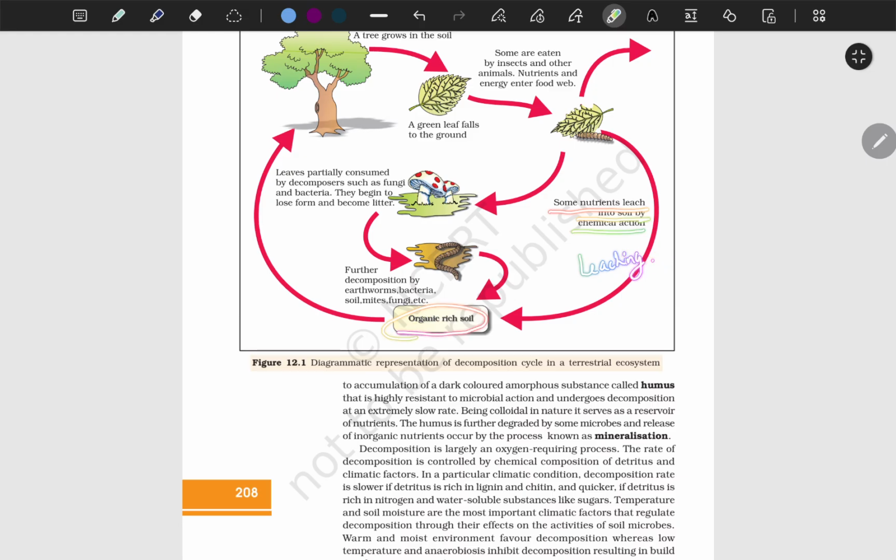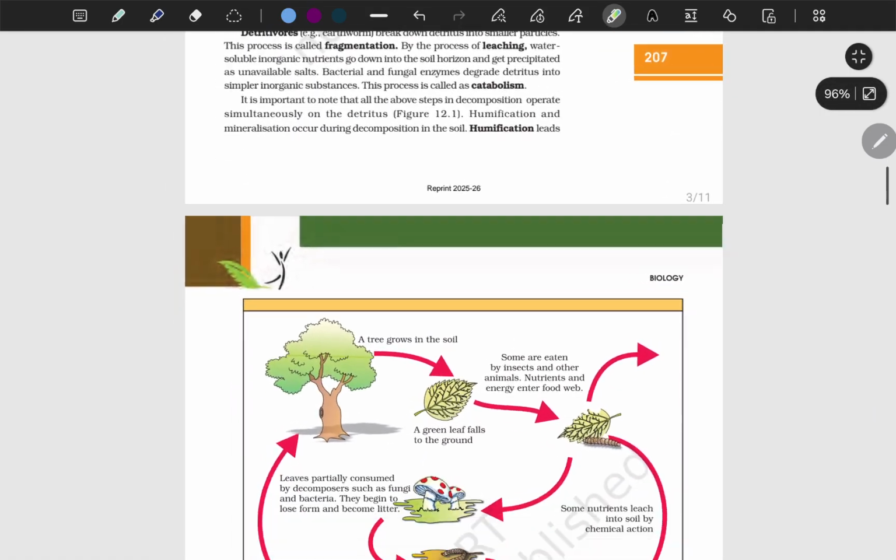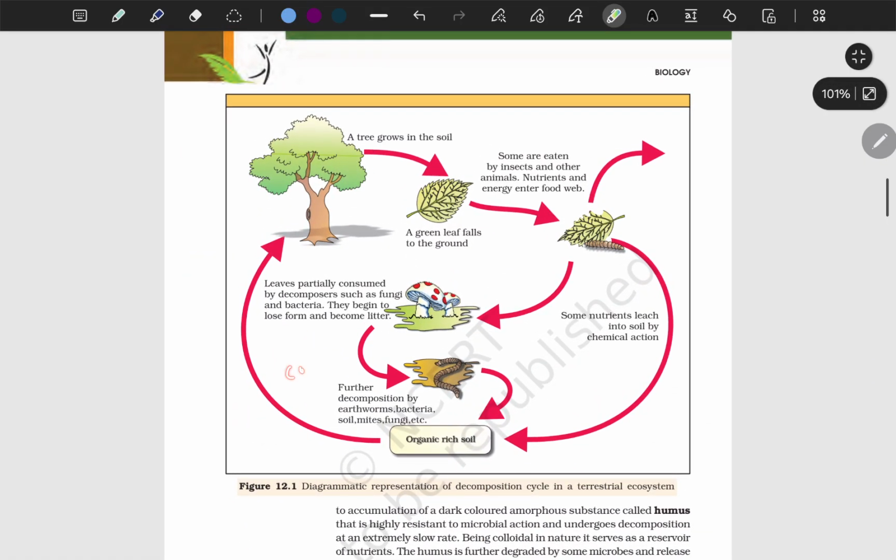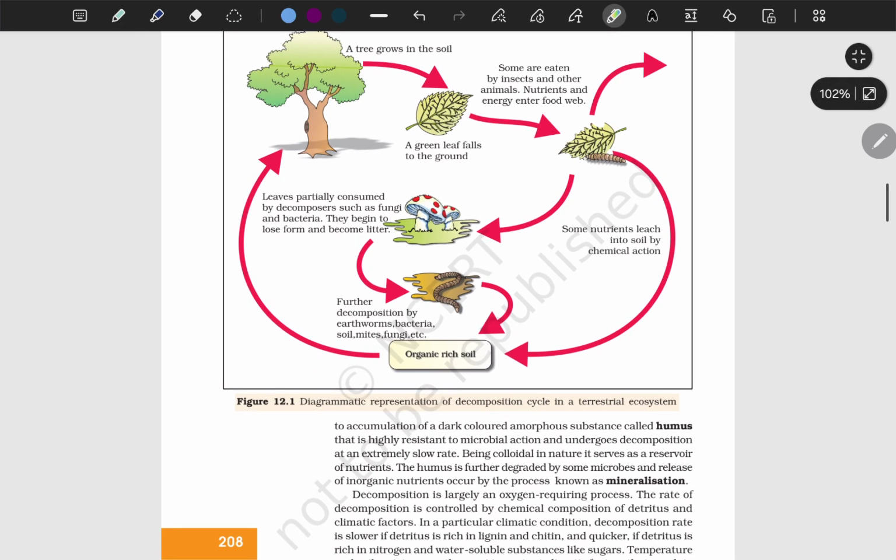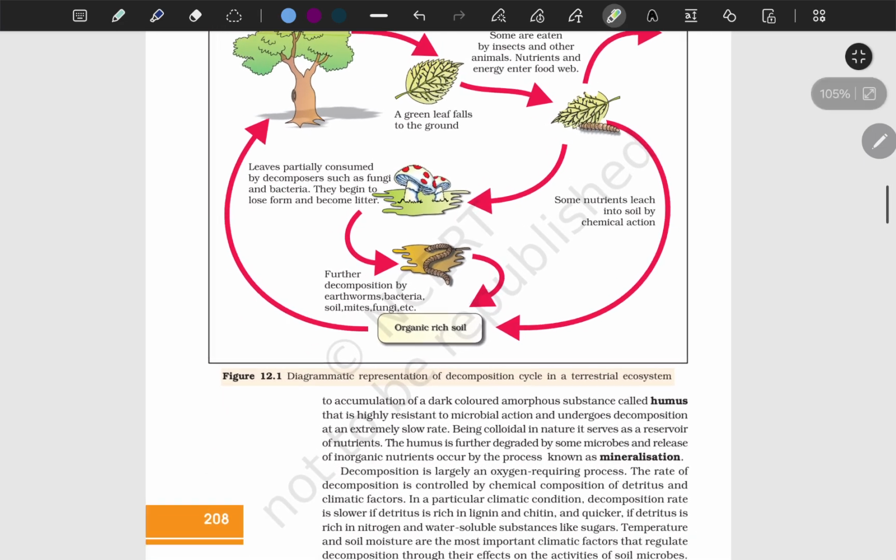So organic rich soil undergoes further decomposition by earthworms, bacteria, some mites, fungi, etc. This process will be known as catabolism. Leaves partially consumed by decomposers such as fungi and bacteria begin to lose form. Later it will be humification and then mineralization.